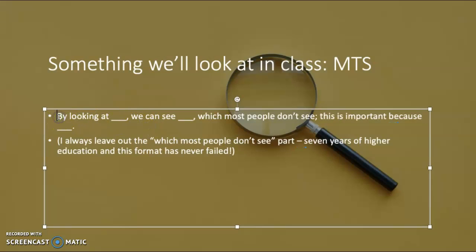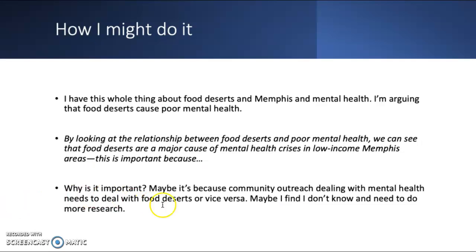So when I'm going through my paper, I'm organizing, okay, so by looking at food deserts and mental health, we can see, and I talk about the causation here, and then why is this important? So maybe it's community outreach. Maybe I find that I don't know why it's important and I need to do more research. So there's all kinds of possibilities, and it makes you think about your topic from a different angle and helps you figure out, do you have all of the pieces you need?